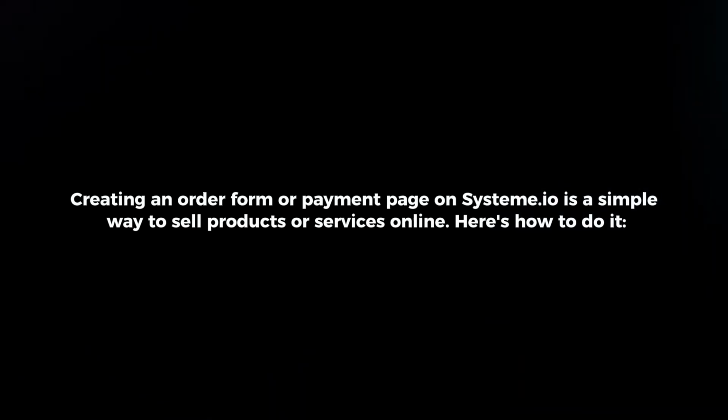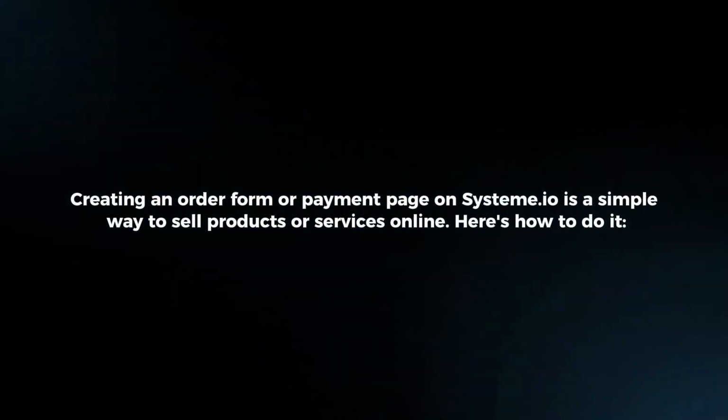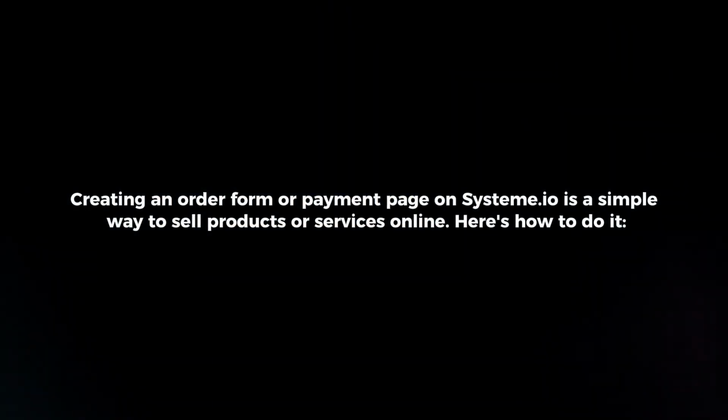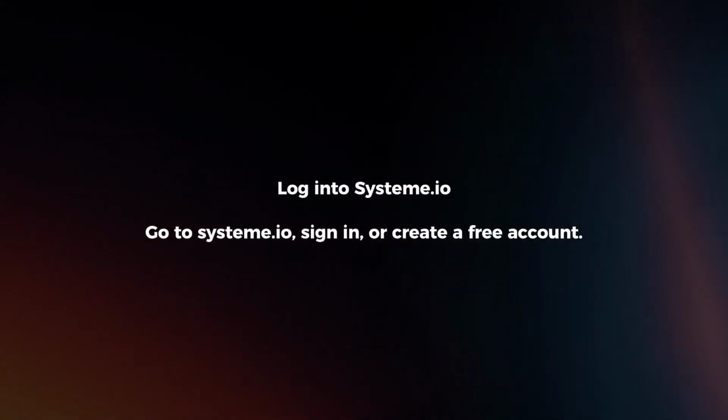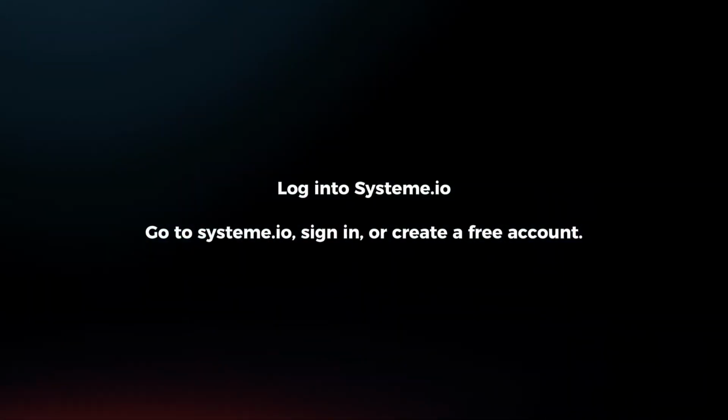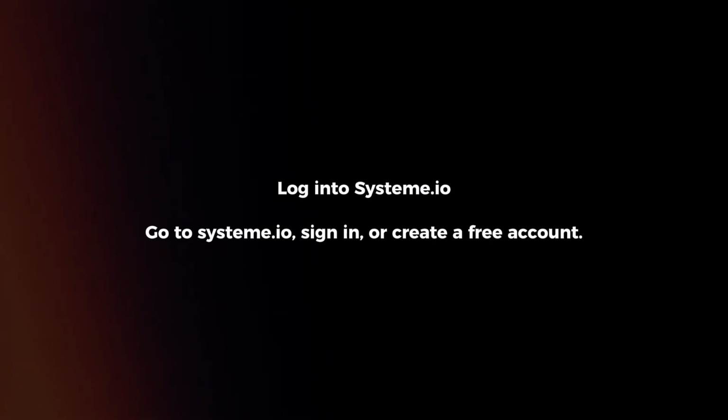Creating an order form or payment page on System.io is a simple way to sell products or services online. Here's how to do it. Log into System.io. Go to System.io, sign in or create a free account.